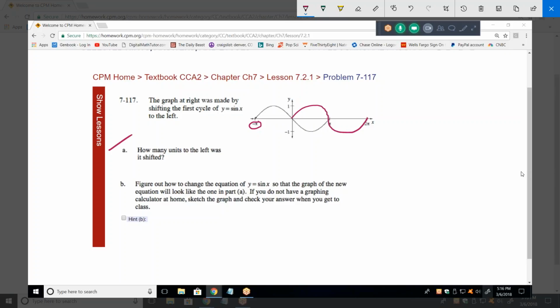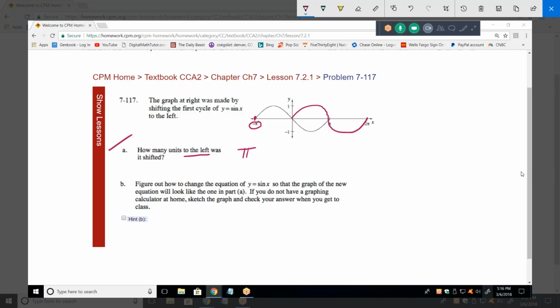Would it be minus pi? Actually, the answer is going to be pi, because they already told you that it was to the left. So it's not minus pi, it's pi. It ends up being this point is at minus pi, but that's because they shifted it to the left.